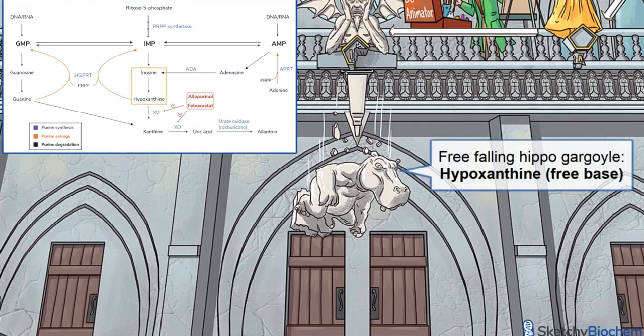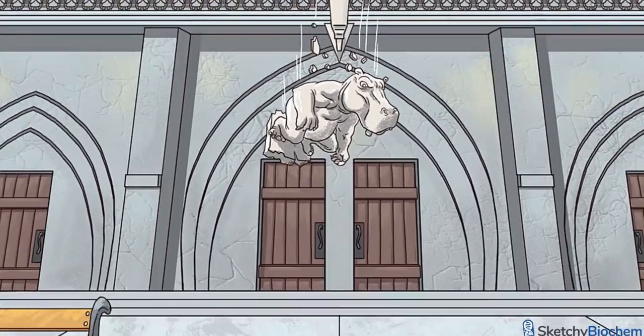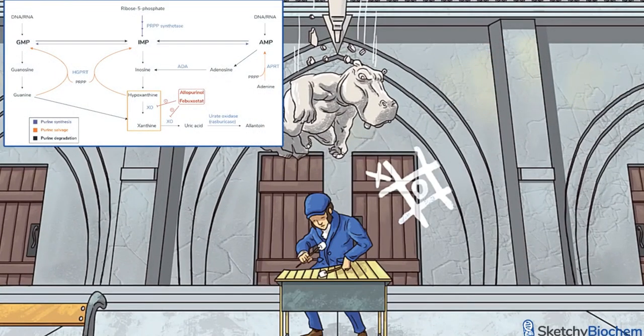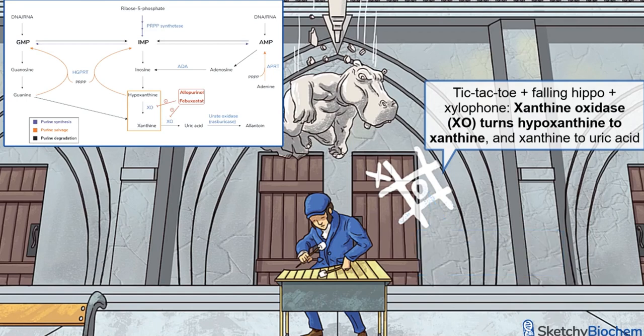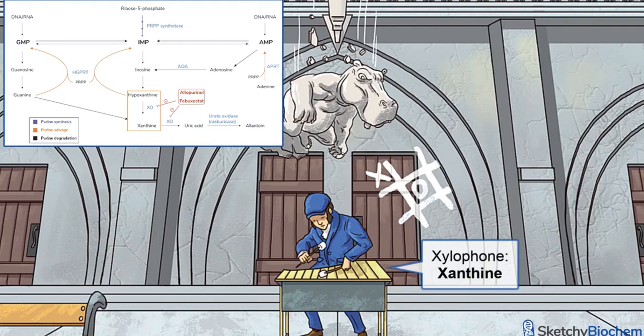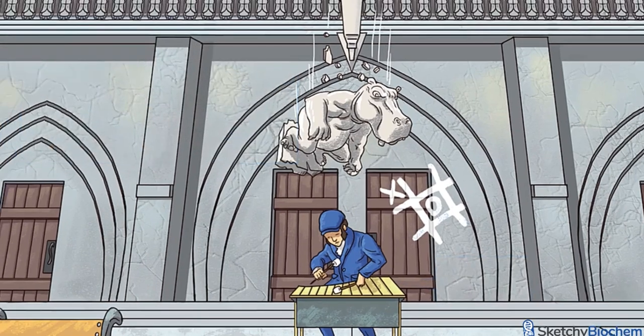The free-falling hippo gargoyle is hypoxanthine. Then, xanthine oxidase turns hypoxanthine to xanthine. Xanthine oxidase is represented by the tic-tac-toe XO graffiti between the falling hippo and the man playing a xylophone. Poor guy doesn't realize a hippo's about to fall on his head. By the way, the xylophone will help you remember xanthine.